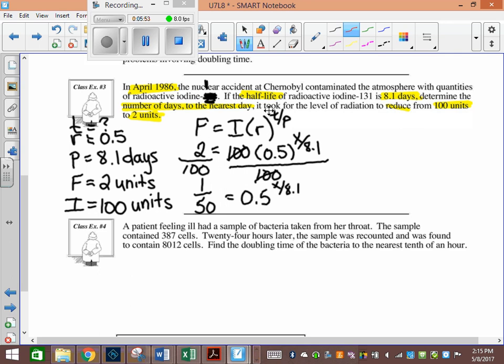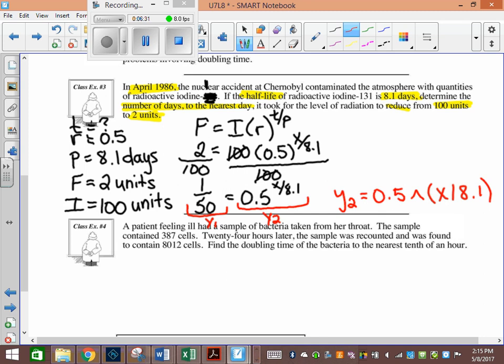If we can't make common base, which in this case doesn't look like we can, we're just going to plug these into our calculator. And that's all you guys have to do. If you can't make common base, they'll allow you to punch them into your calculator. So we're going to put the left side into y1, and the right side into y2. Keep in mind that if your calculator does not have the exponent pop up, you have to put the exponent in brackets. So in this case, the y2 is going to be 0.5 to the exponent x divided by 8.1. If your exponent pops up, you do not have to put it in brackets.